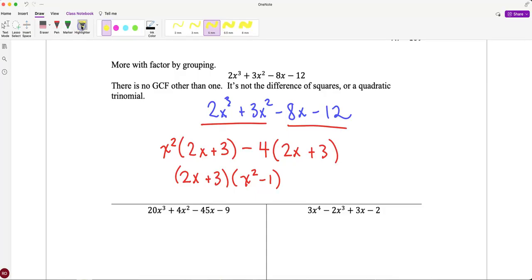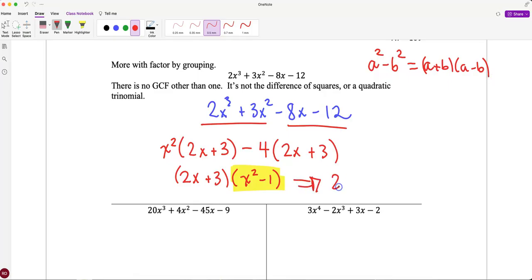Now, you're always asking with factoring, is there something else that can be factored? So if I look at this, x squared minus 1, those are perfect squares, right? How do I factor something that looks like a squared minus b squared? Remember, that's a plus b, a minus b. So this final factorization here is 2x plus 3, x plus 1, x minus 1. So that's the common thing that happens in all of our factoring: you learn different methods, but there are times where you have to use multiple methods to get to an answer.